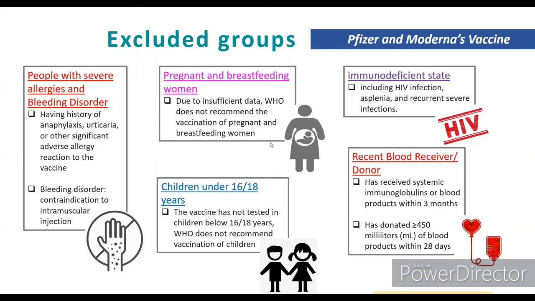The excluded groups for taking these mRNA vaccines are people having severe allergies and bleeding disorders, pregnant and breastfeeding women, children under 16 or 18 years, immunodeficient states, cancer and HIV, and recent blood recipient or donor. Some groups are very risky for vaccination, and some groups are not yet clinically tested, like children and pregnant women.